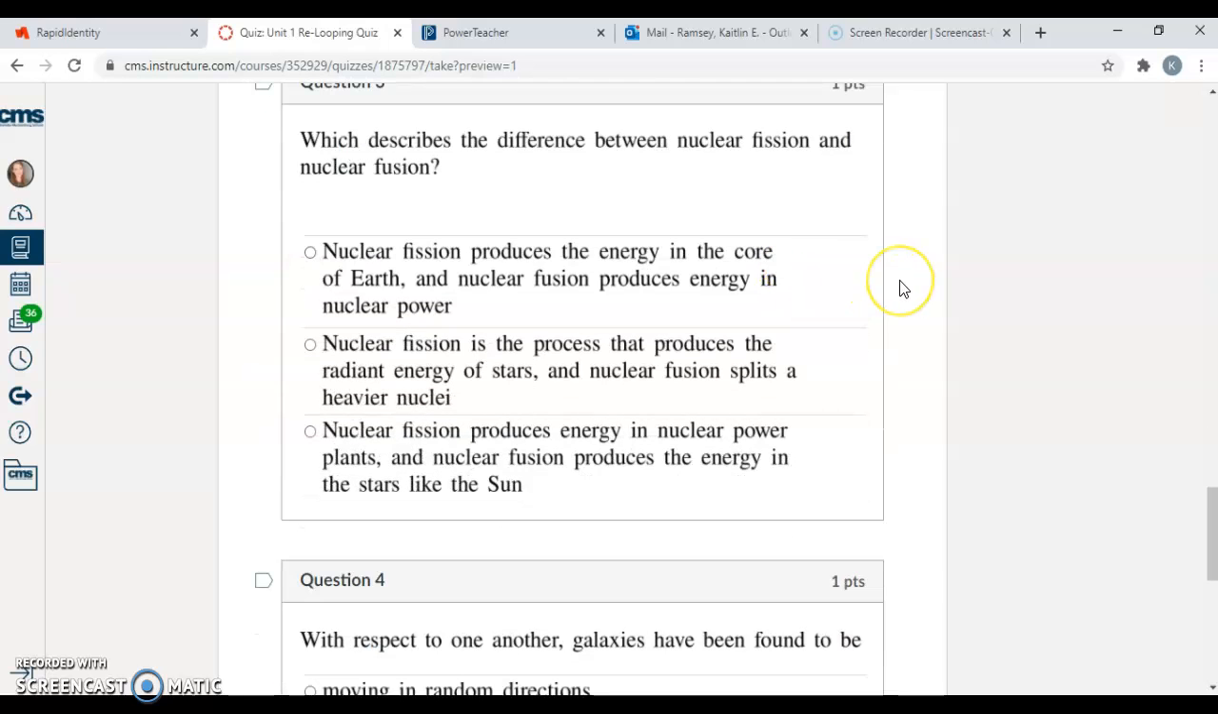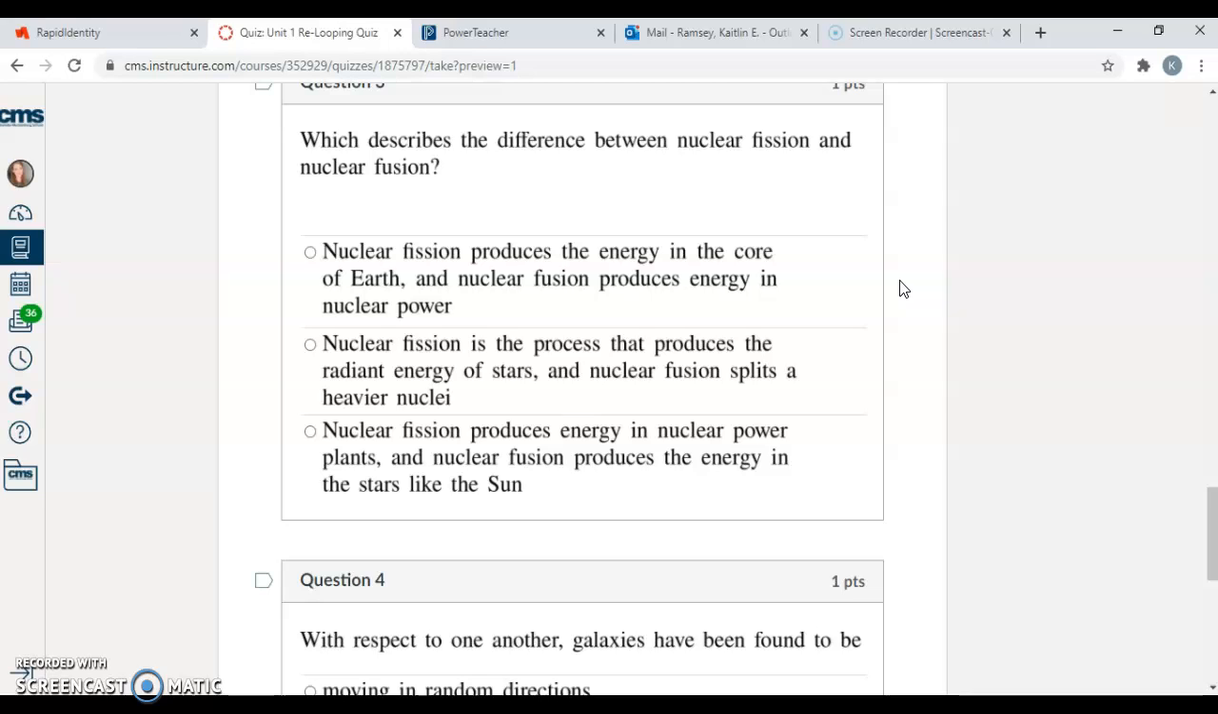Okay? Question 3 is one that was kind of difficult. It says, which describes the difference between nuclear fission and nuclear fusion? If we remember, fission and fusion are two different ways that we get energy, okay? One of them is natural and occurs within the stars, and one of them is man-made. It powers our nuclear weapons and also our nuclear power plants. So fission is the splitting of an atom, and fusion is the coming together. So fusion means two atoms are coming together.